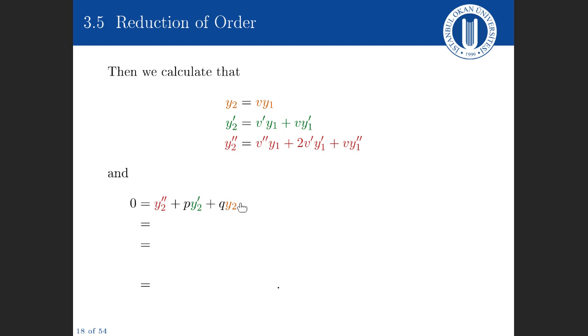We want y2 to satisfy our differential equation. So we want y2'' plus p y2' plus q y2 to be equal to 0. What I'm going to do is substitute these formulae into the differential equation.